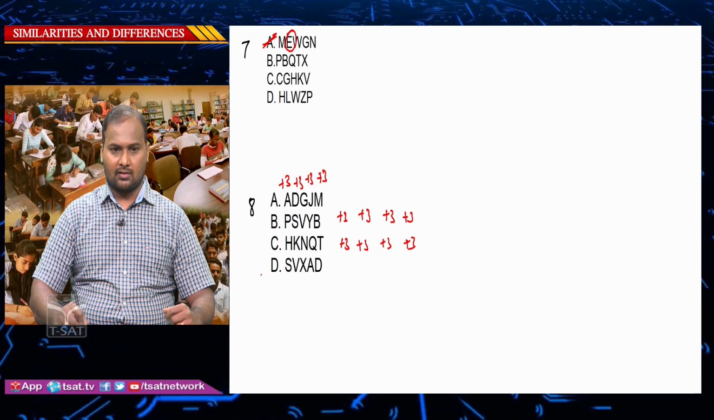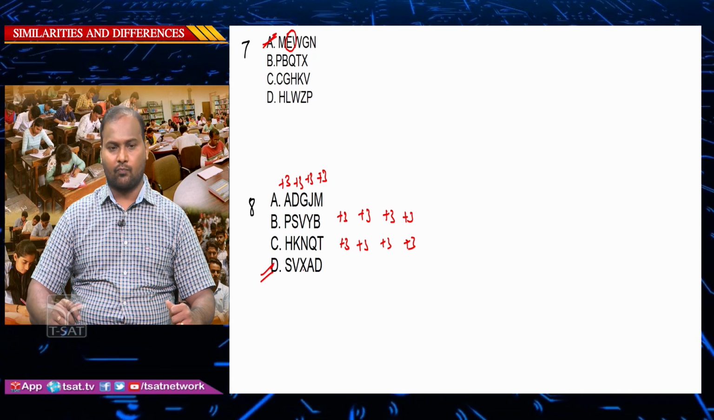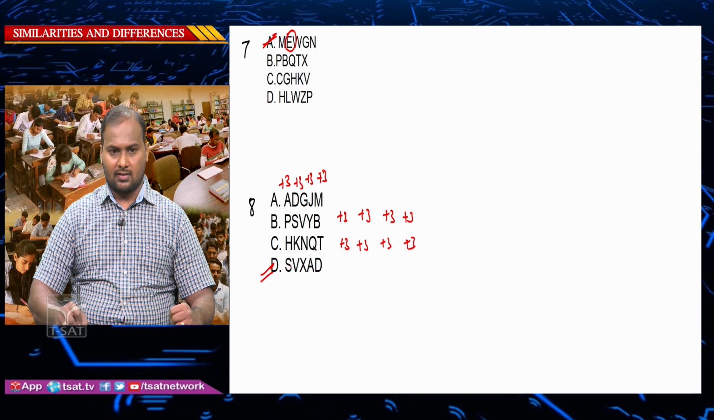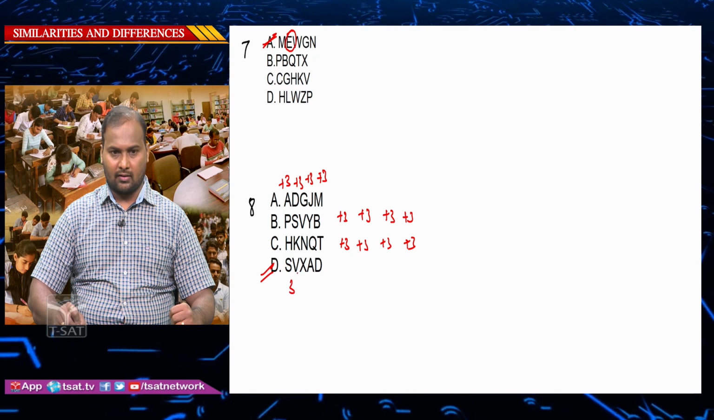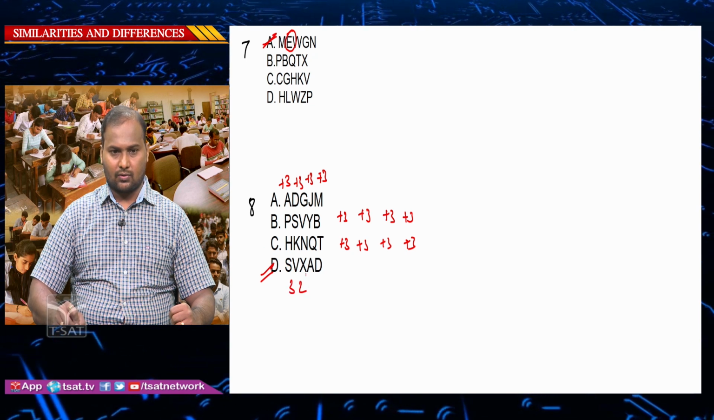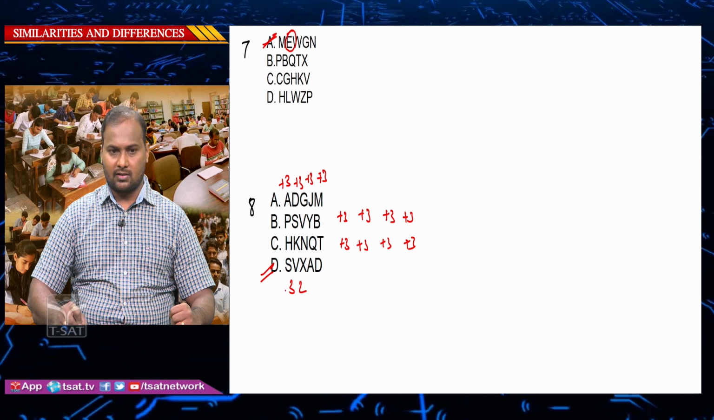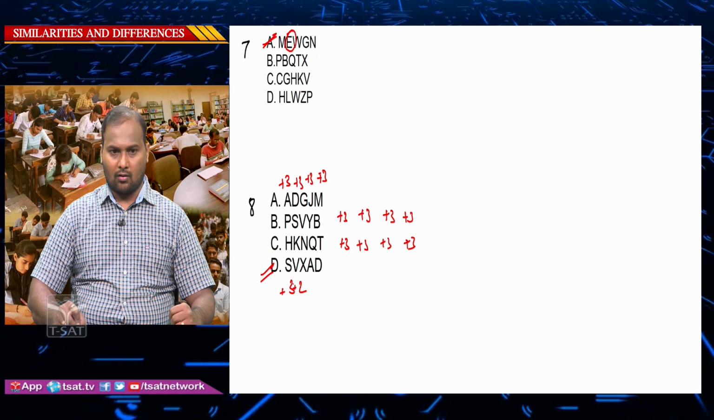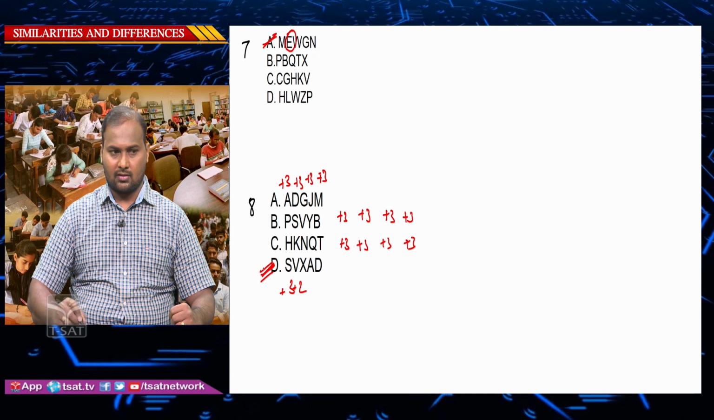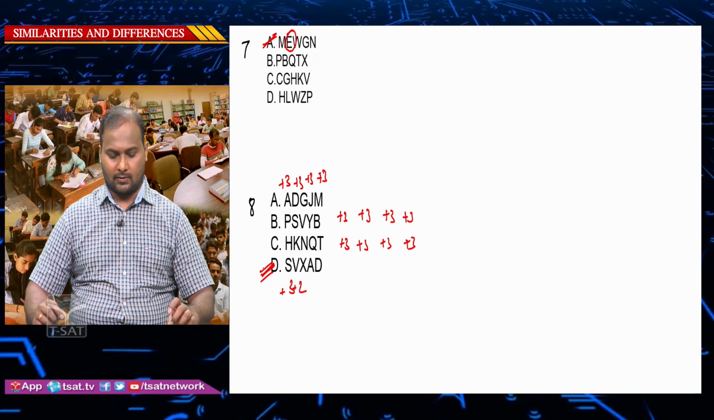So obviously, what is our answer? Our answer becomes option D. Now, if you see here, S to V, S is 19, V is 22, so plus 3. V to X, it is plus 2. The moment you see that plus 3 and plus 2, obviously this is the different one. So your answer is option D.